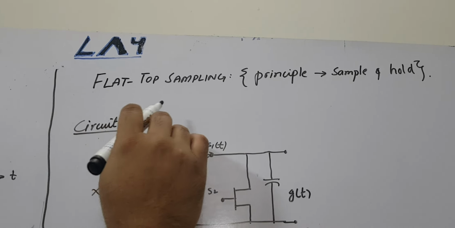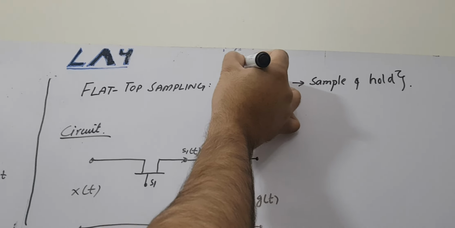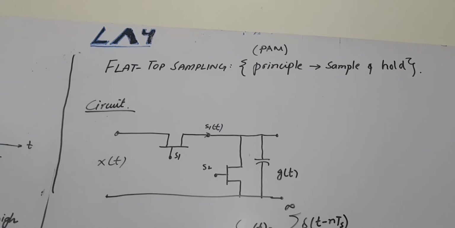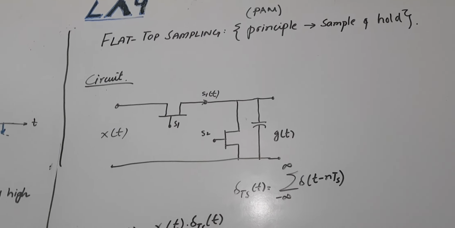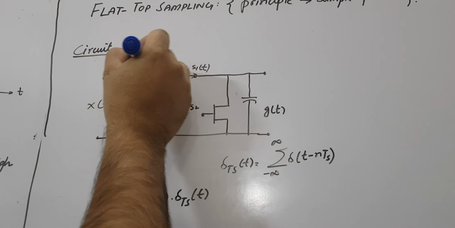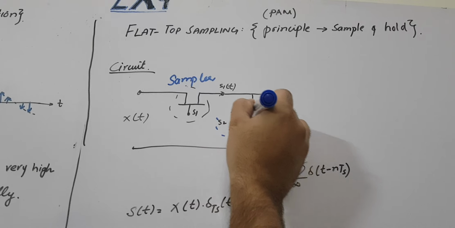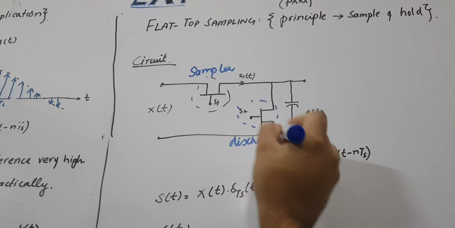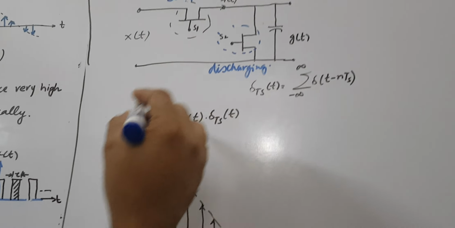Flat top sampling, and the principle of flat top sampling is sample and hold. So you can also call it PAM, pulse amplitude modulation. Here we use the circuit diagram with x(t) and switch 1. Switch 1 is used for sampling, so you are collecting samples, and this other switch is used for discharging. And you are using the pulse train delta(t - nTs) at this position.